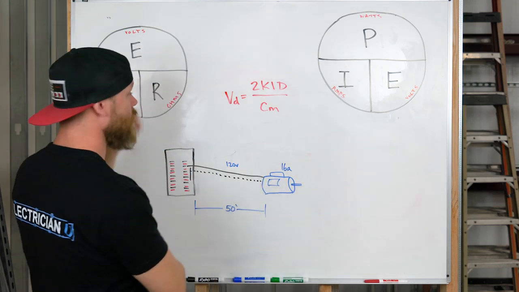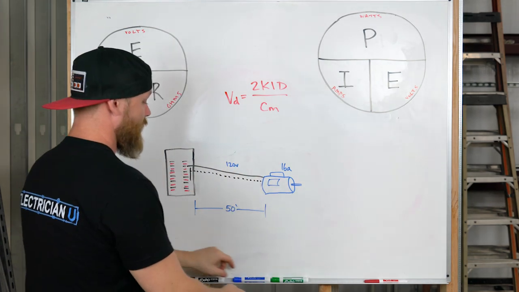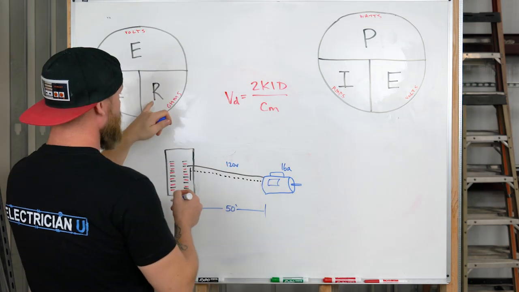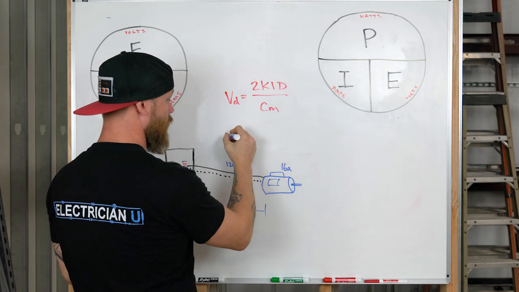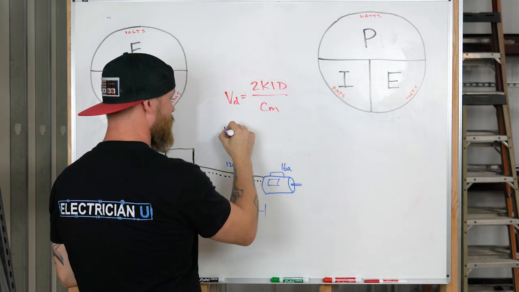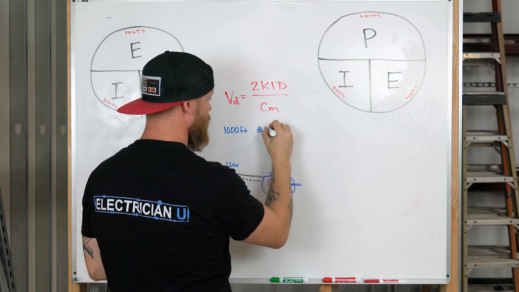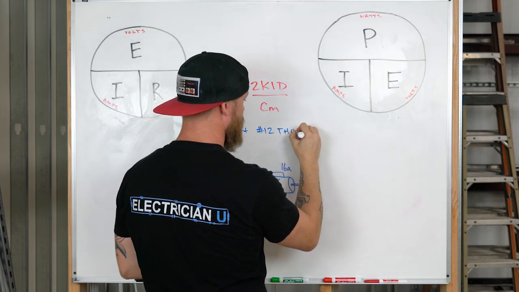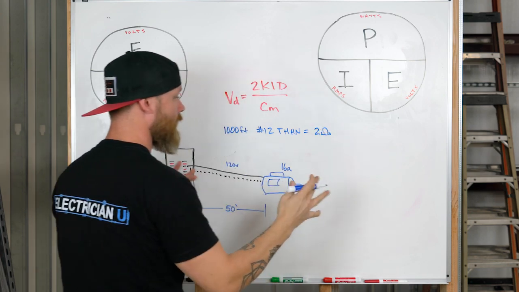There's a simple way to do a voltage drop calculation using Ohm's law. One thing that you do have to look up in code is to figure out what the resistance value of the wire is that you're running. So I know just off the top of my head that 1,000 feet of number 12 THHN equals 2 ohms of resistance over that whole thing.